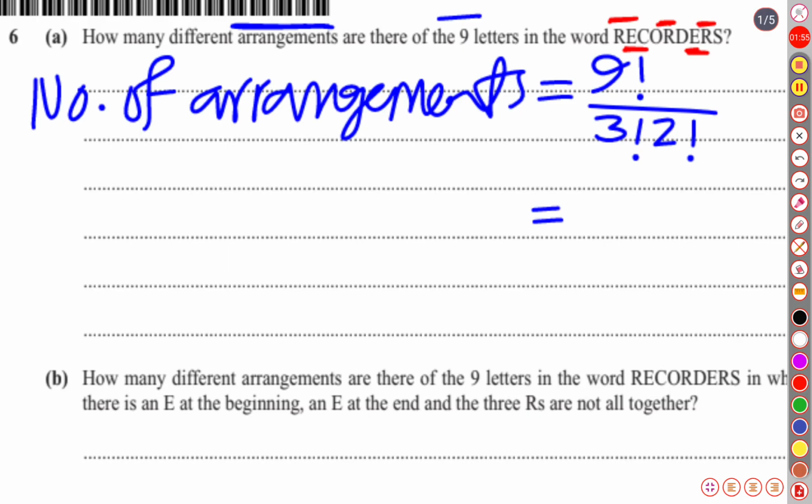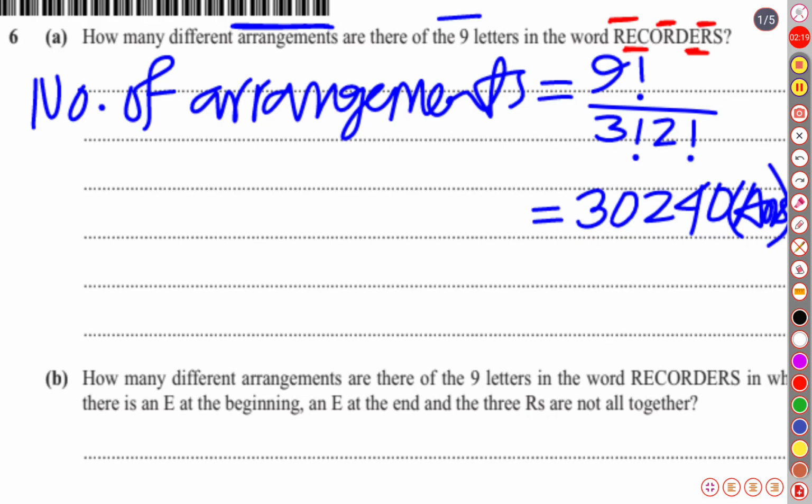Now let's use the calculator for finding this. 9 factorial over 3 factorial means 6, 2 factorial means 2. So 9 factorial over 12 is equal to 30,240 ways. So this is the answer to the first part of the solution.